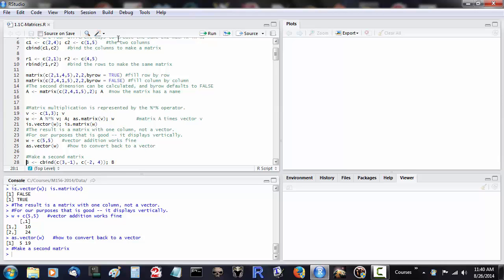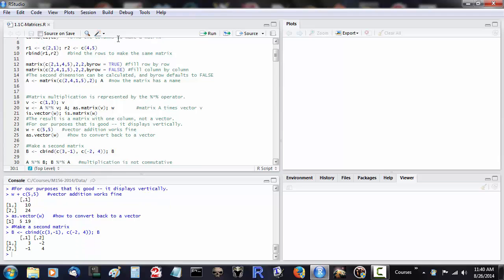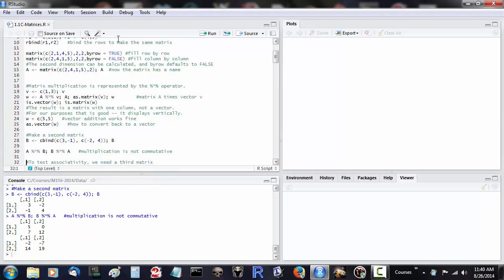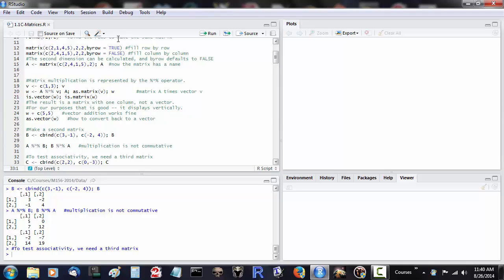Before we can do matrix multiplication, we have to create a second matrix. So let's make a matrix B out of its two columns, and then ask R to multiply A times B and B times A. Different answers in the two cases. This is an instance of a mathematical operation that does not satisfy the commutative law. It does, however, satisfy the associative law.